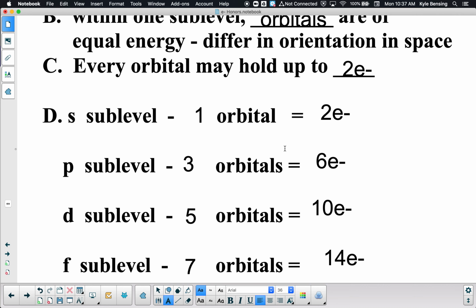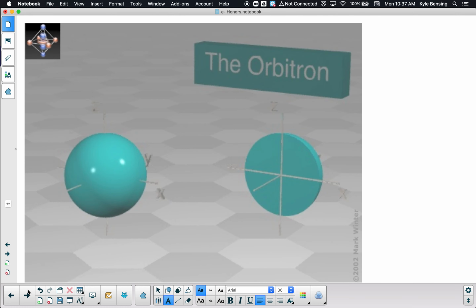So let's continue on. This is a lot of information at one time. I understand that. Let's keep going. So take a look at what the S sublevel looks like. It looks like a ball. That's it. Just a ball, and 2 electrons can fit in there. And it doesn't matter how big the ball is.